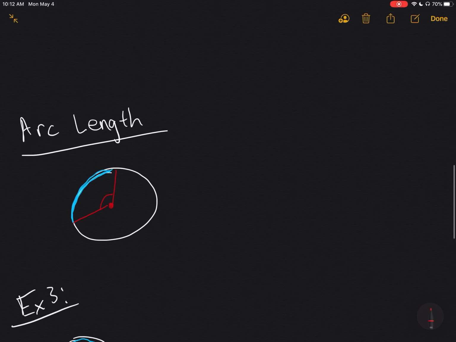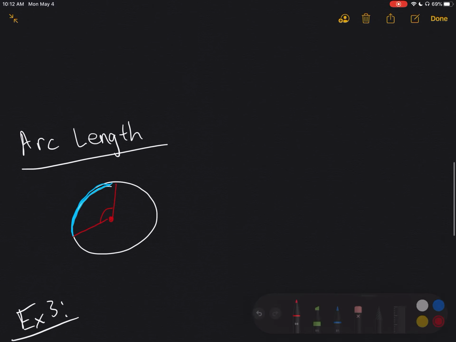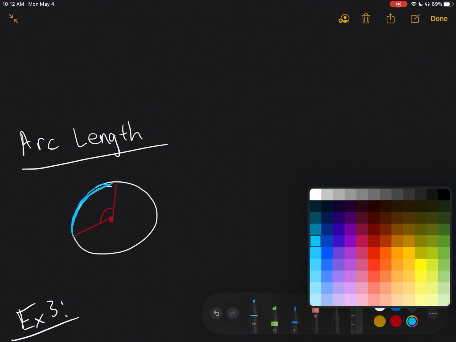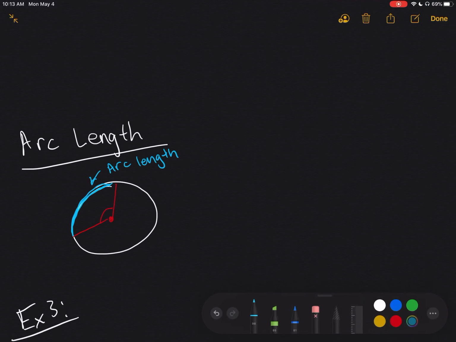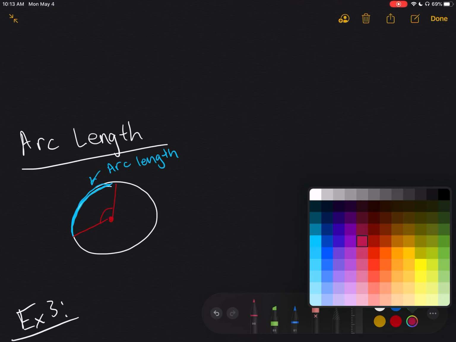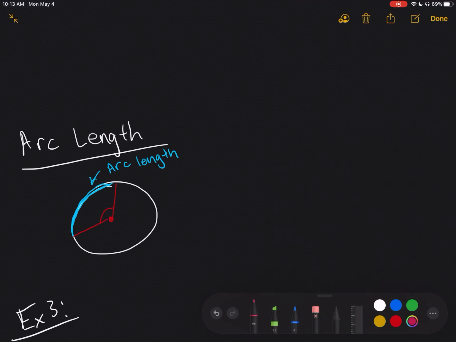So for this circle here, I've got the arc length in light blue. The arc length is a portion of the circumference, okay? The only extra piece of information we need, in addition to the radius, which we already needed for finding circumference, is the measure of this arc right here. You notice that we've got 2 radii right here, and they're forming an angle.